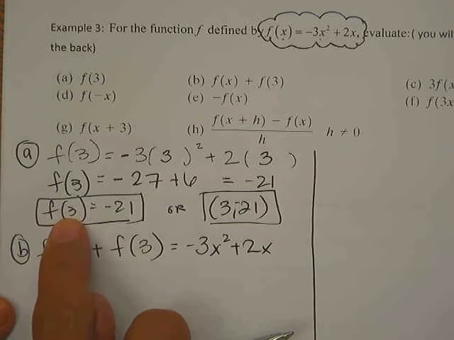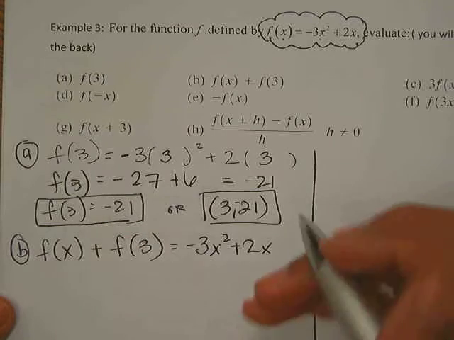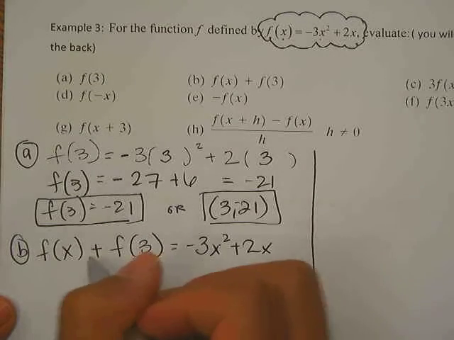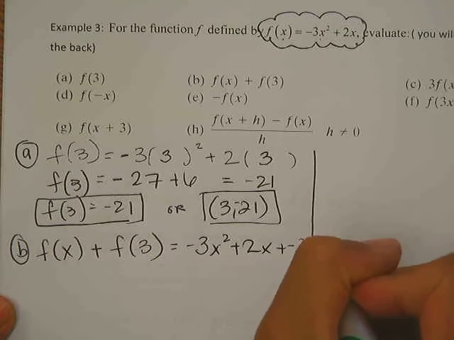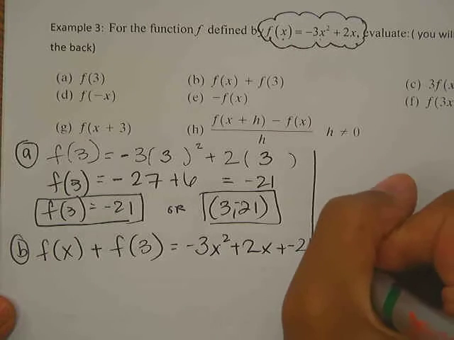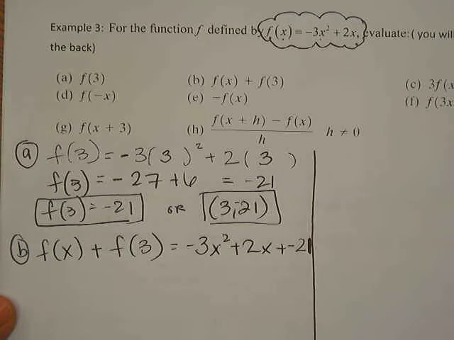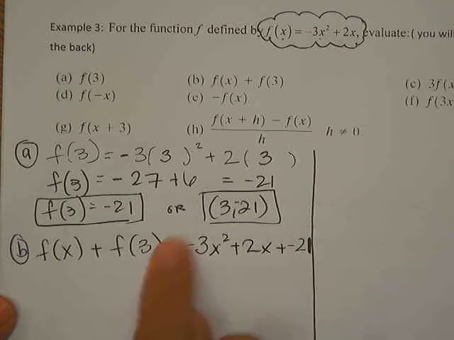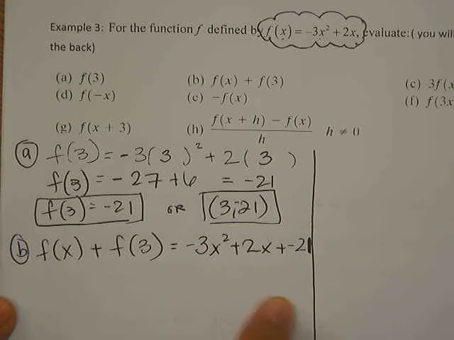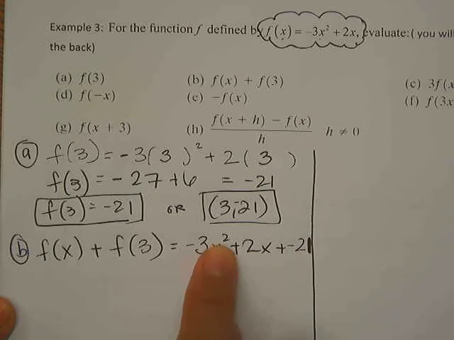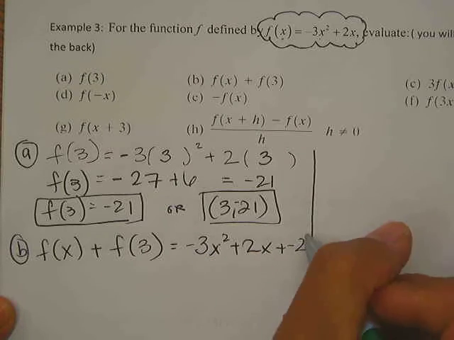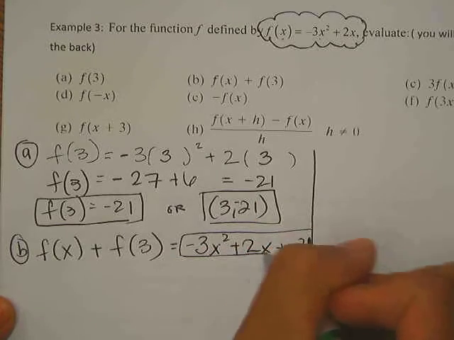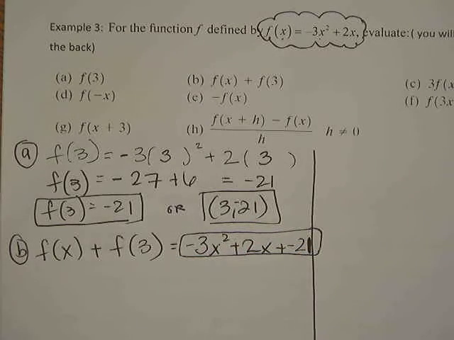When the input is 3, f is negative 21. So of course, I'm just going to add those together. So add negative 21. Now if you look at this, there's nothing I can do. I can't really combine them. This is a square term, this is an x, this is a constant. So guess what? I am done. Not much math needed to be done on that one, except understanding the notations.